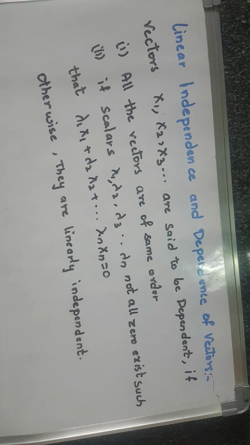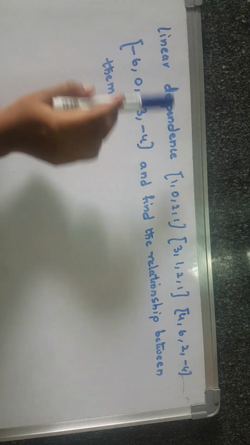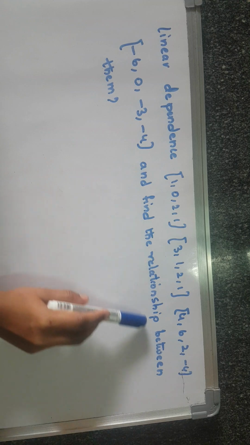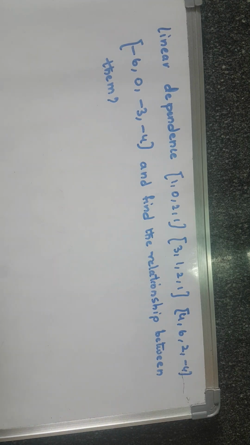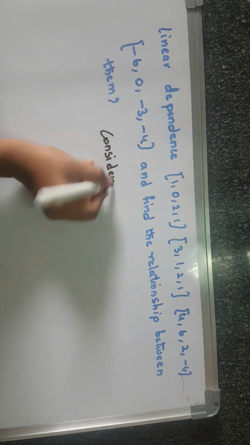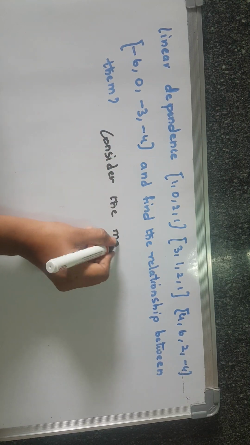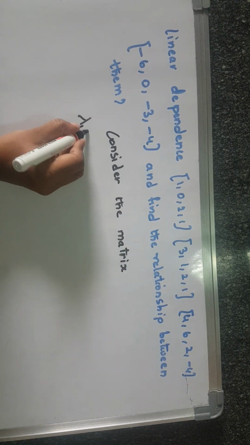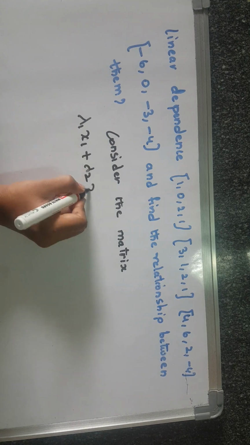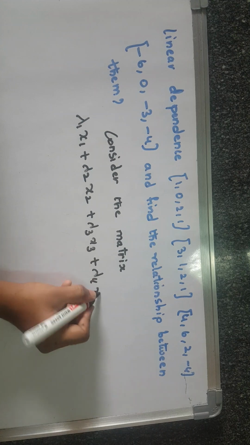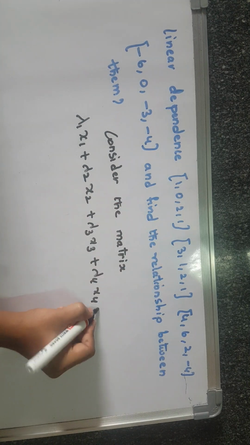For you to understand clearly, I'll show you with a problem. Linear dependence means, if this is the matrix which has been given, we have to find the relationship between them. Consider the matrix. We have to write in the form lambda 1 x1 plus lambda 2 x2 plus lambda 3 x3 plus lambda 4 x4, because there are 4 components. I am taking 4 values.